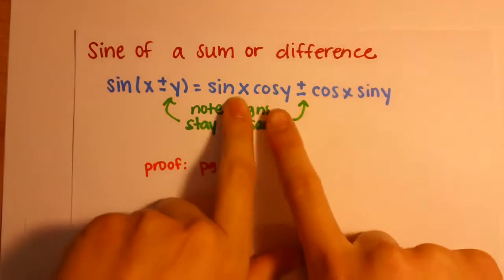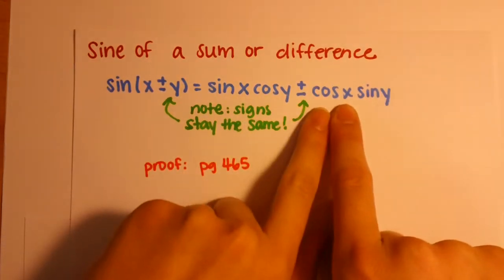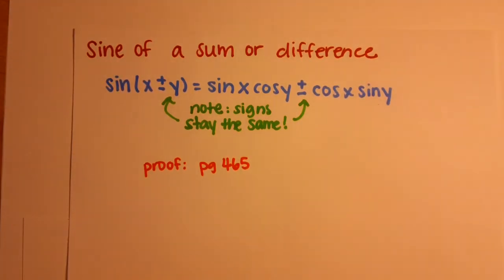In the first part, you evaluate sine of x cosine of y. In the second part, it's cosine of x sine of y. So make sure you notice that switch. There's a proof of this on page 465 if you're curious or would like to look at it.